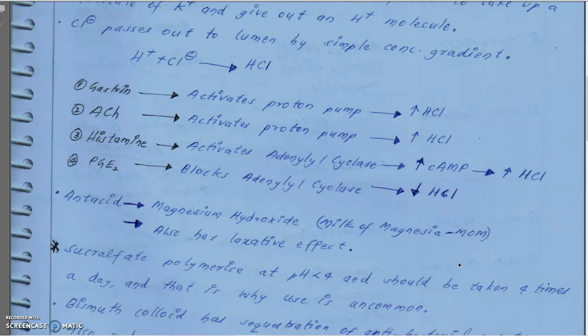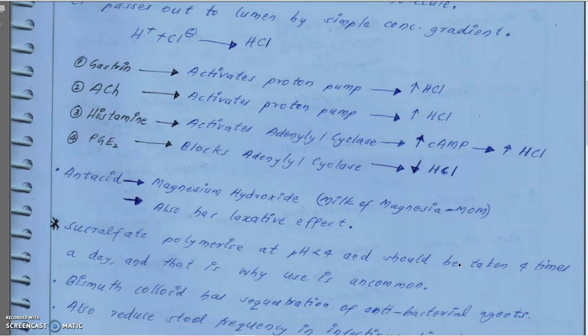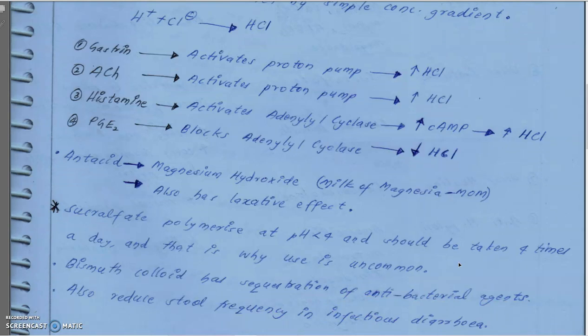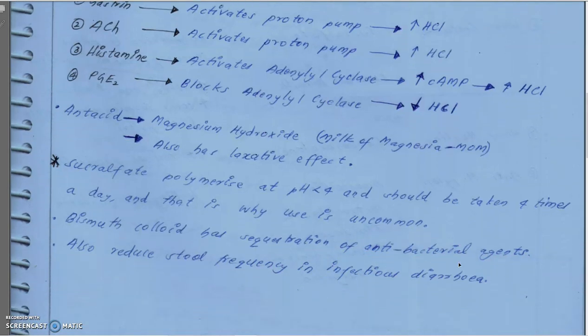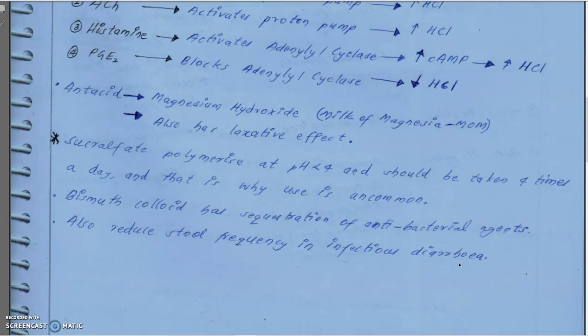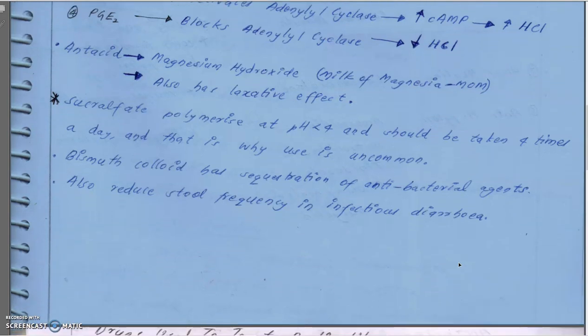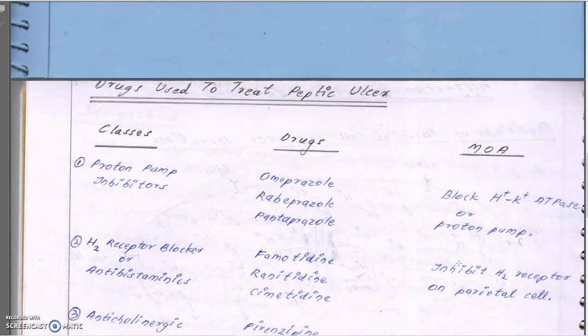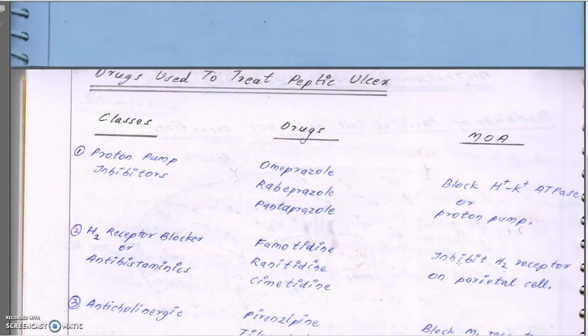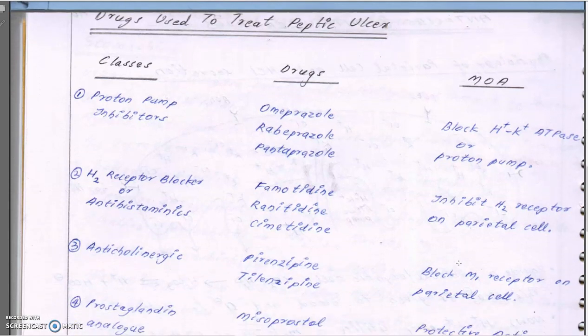The antacid which is mainly used is magnesium hydroxide, which is called milk of magnesia or MOM, which also has a laxative effect. And we need to know about sucralfate. It polymerizes at pH less than 4 and should be taken 4 times a day, and that is why its use is uncommon. Colloidal bismuth has sequestration of antibacterial agents, and also reduces stool frequency in infectious diarrhea. Now we go to a different area. Drugs used to treat peptic ulcer diseases. So we'll be dealing with 3 categories: classes, drugs, mechanism of action.